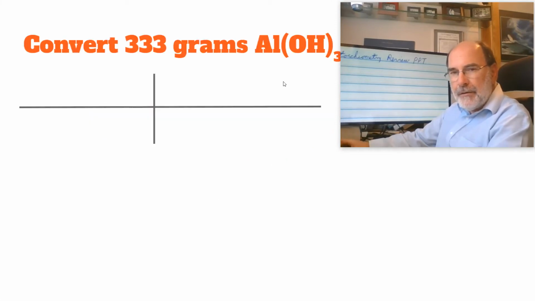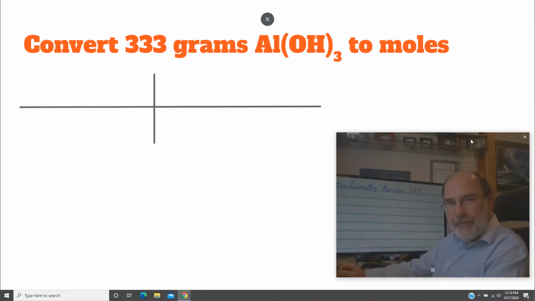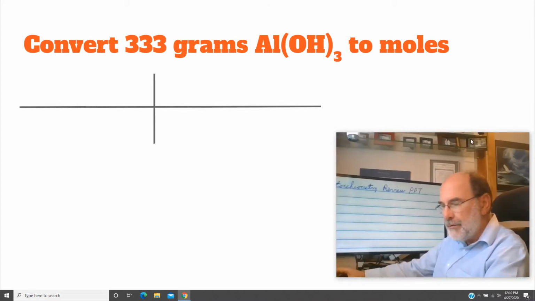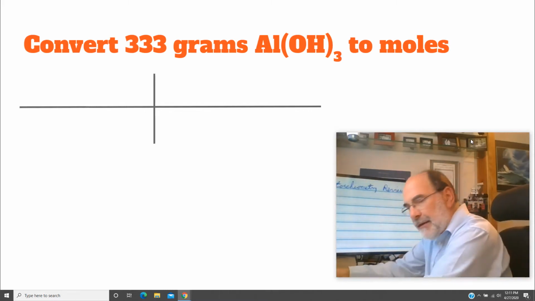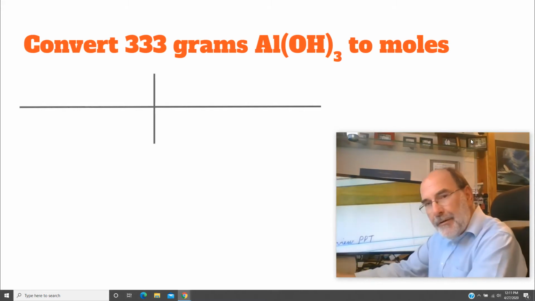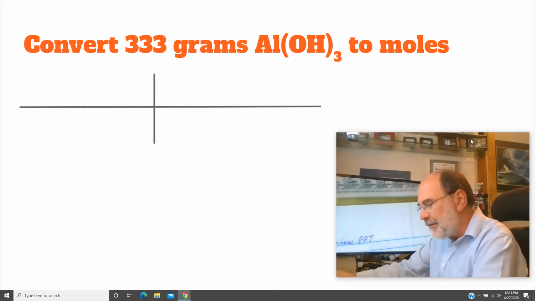So here we go. The first slide comes up and asks, please convert 333 grams of aluminum hydroxide to moles. So to do that, there's a little conversion table set up, and you're to fill it in. You can pause this video at any time and fill it in yourself, and then I'm going to reveal the answer as we go streaming through this.